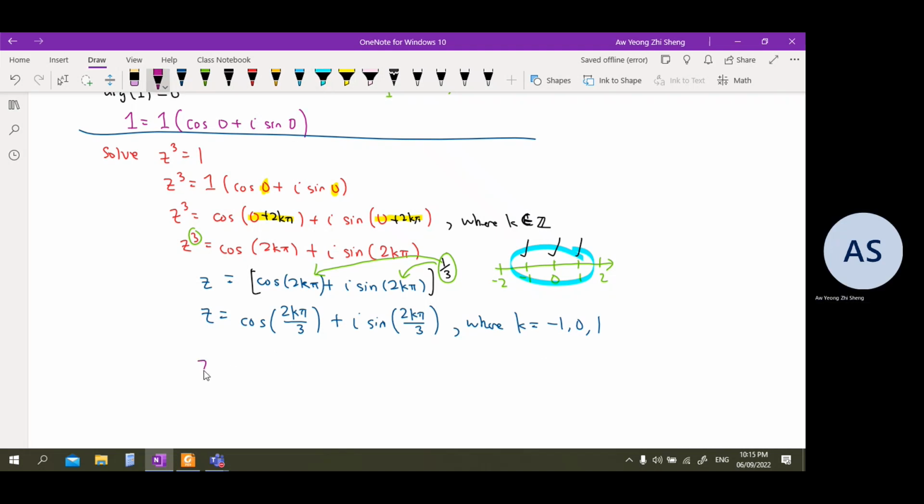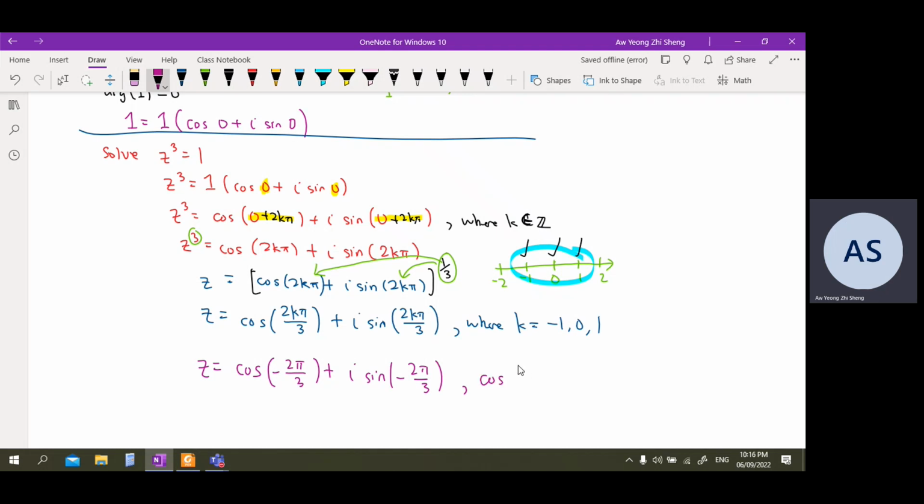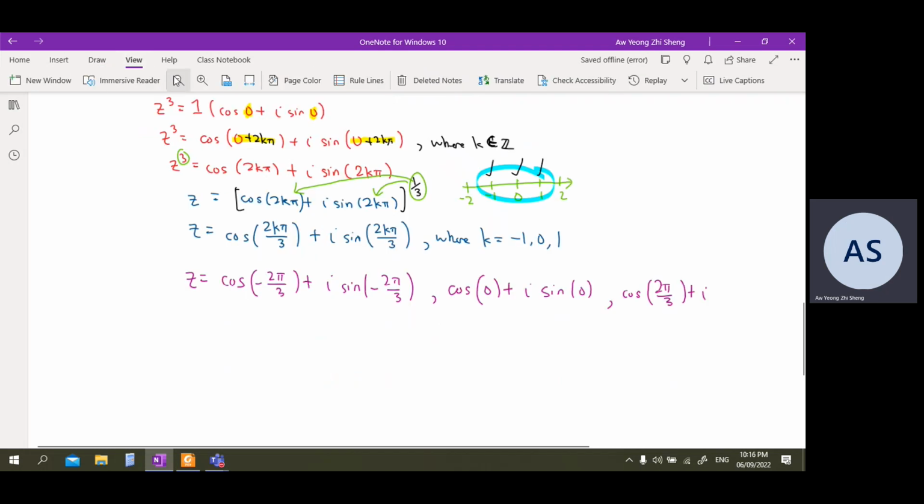So now I will just sub in -1, 0, and 1. And so when I sub in k equals -1, I will have cos of -2 pi over 3 plus I sine of -2 pi over 3. When I sub in k equals 0, I will have cos of 0 plus I sine 0. When I sub in 1, I will have cos of 2 pi over 3 plus I sine 2 pi over 3.